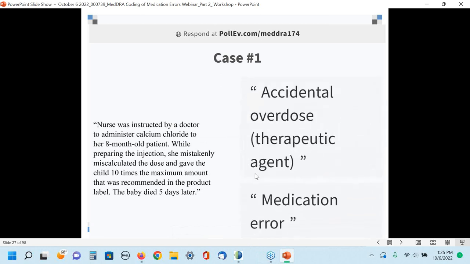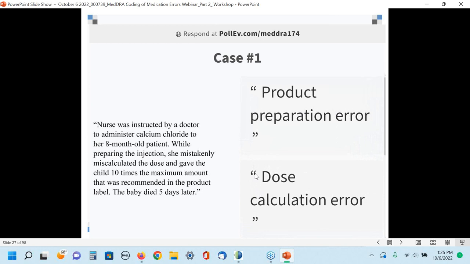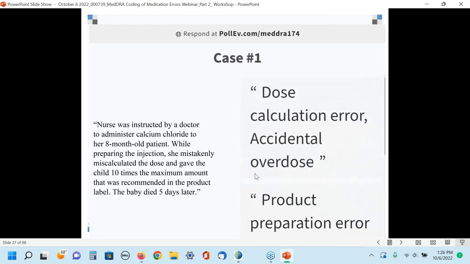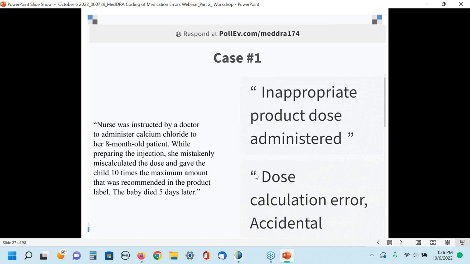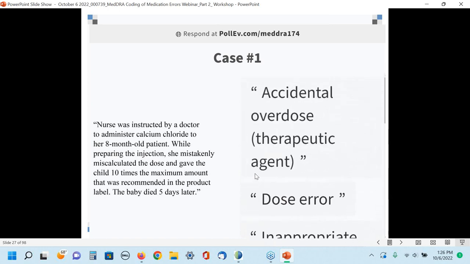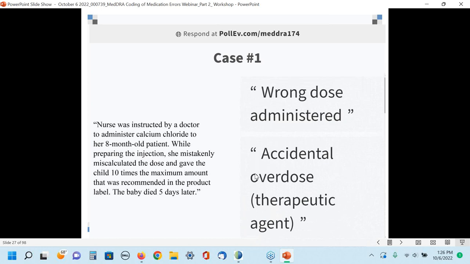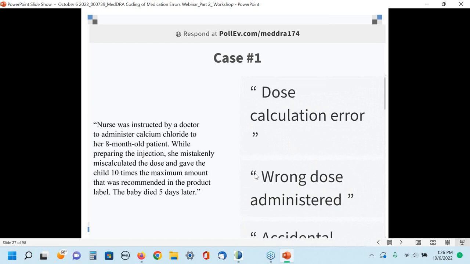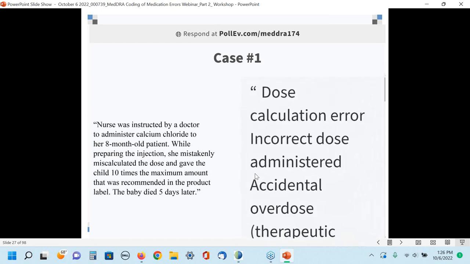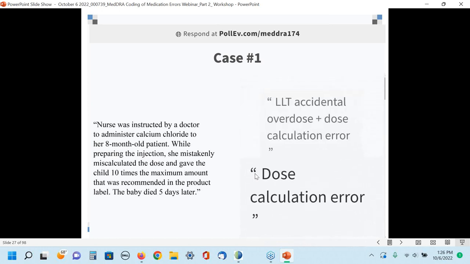So for that person who said medication error, my issue with that is that if you read the companion document, it will tell you that you should not use medication error as an LLT unless there's nothing else in that narrative that provides some clarity as to what went on. There's a wealth of information in this particular narrative to tell you what might have gone on. Now we have accidental overdose, therapeutic agent; wrong dose administered; dose calculation error.